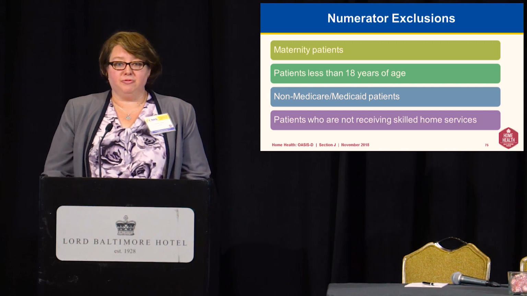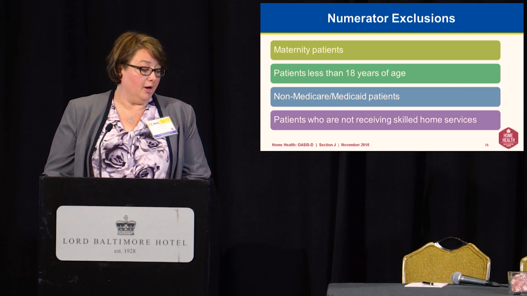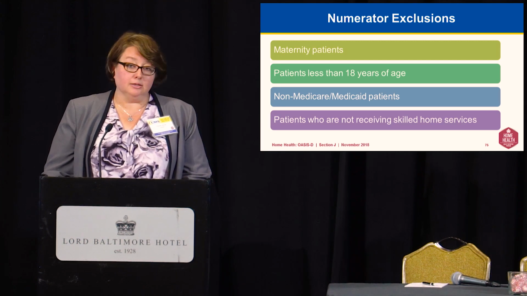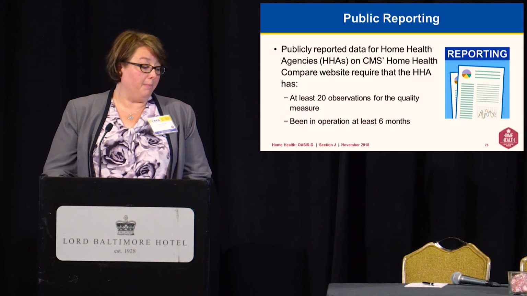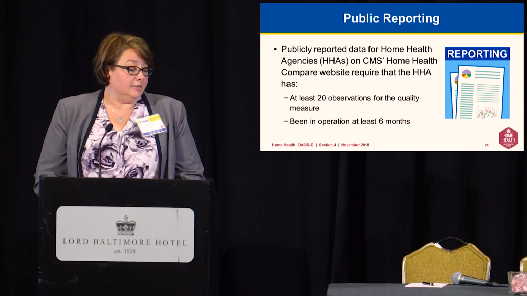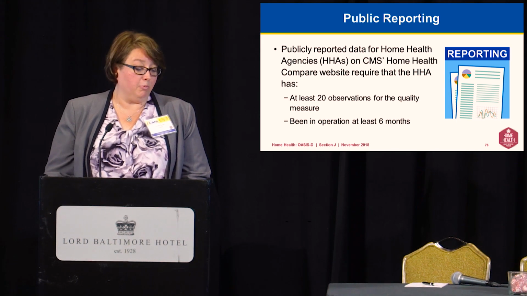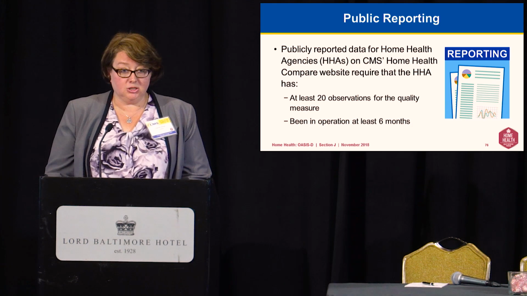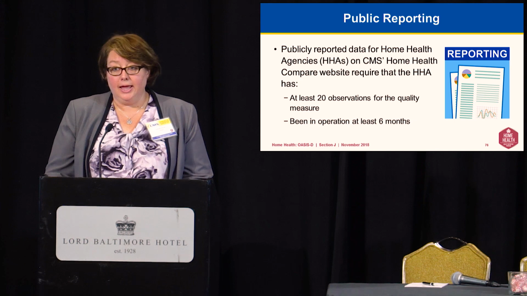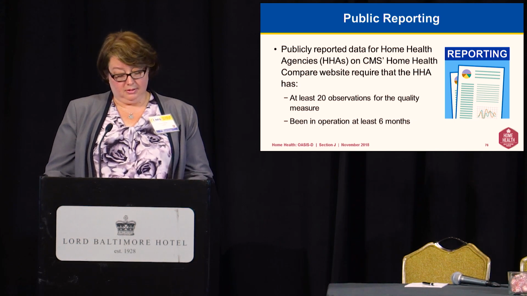Numerator exclusions are going to look pretty familiar, right? Your maternity patients, patients less than 18 years of age, your non-Medicare, Medicaid patients, or patients who are not receiving skilled home care services. So public reporting of this data is going to be on the CMS Home Health Compare website, but it requires that the agency has at least 20 observations for this quality measure and that you've been in operation for at least 6 months.